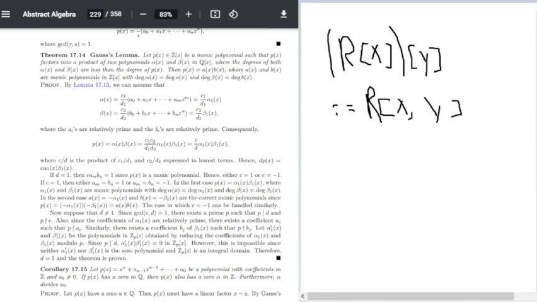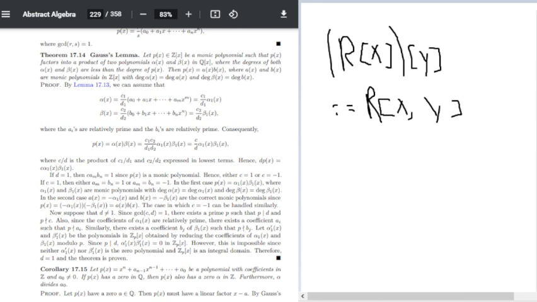Let p of x in z of x be a monic polynomial such that p of x factors into a product of two polynomials alpha of x and beta of x in q of x, where the degrees of both alpha of x and beta of x are less than the degree of p of x. Then p of x is equal to a of x b of x, where a of x and b of x are monic polynomials in z of x, with degree of alpha of x equal to degree of a of x, and degree of beta of x equal to degree of b of x.